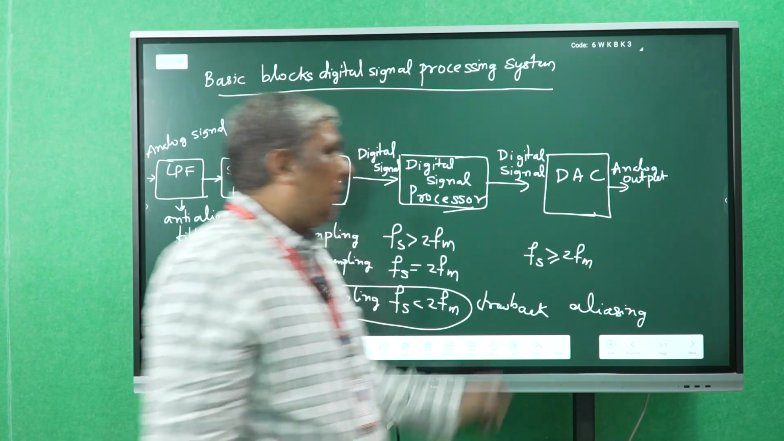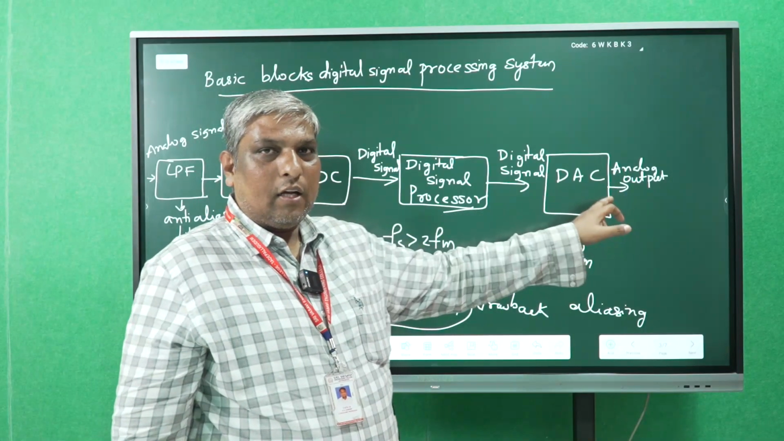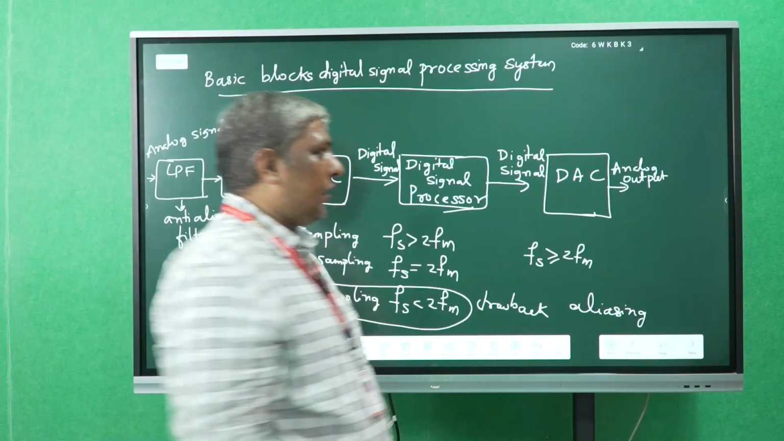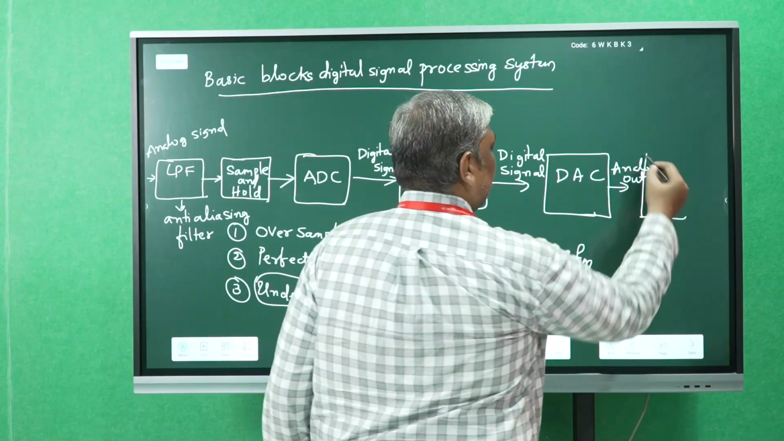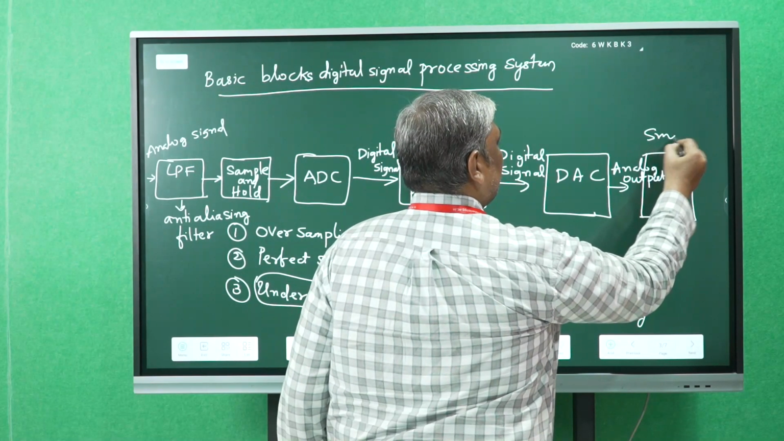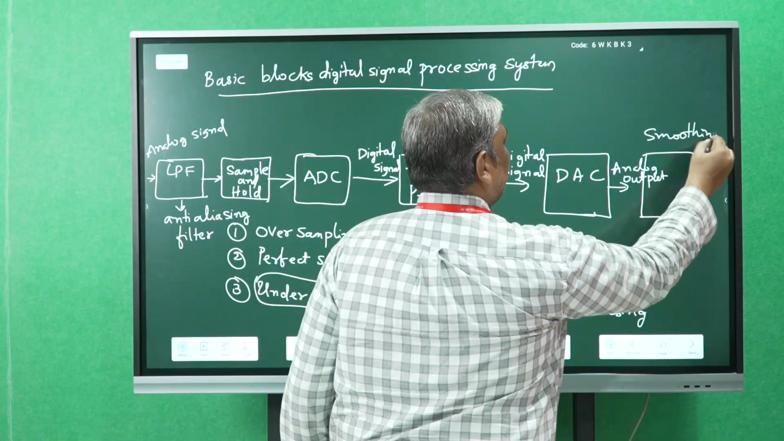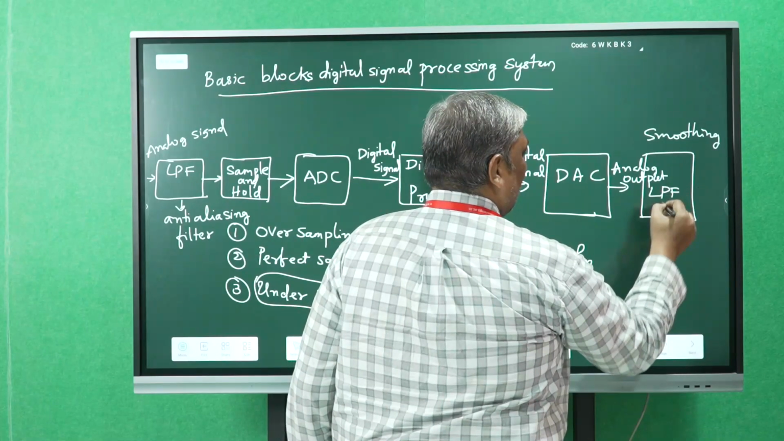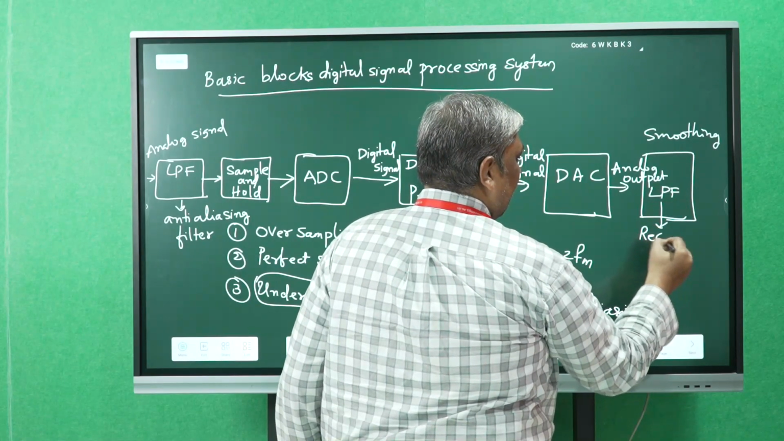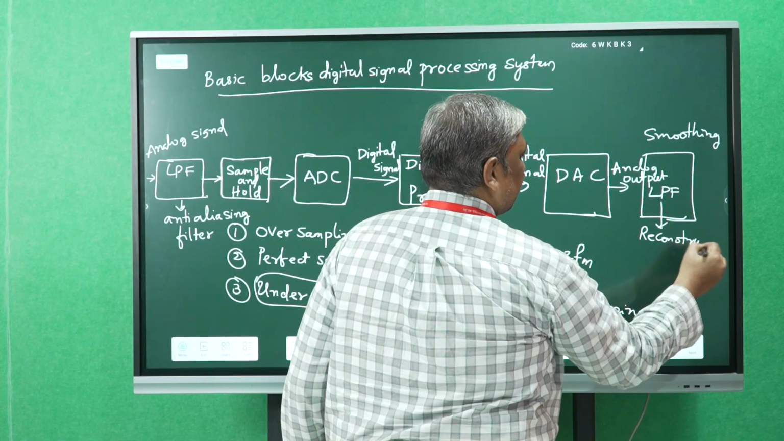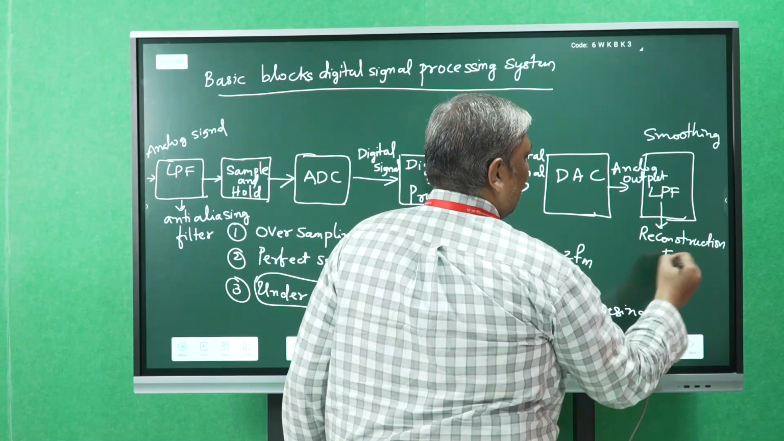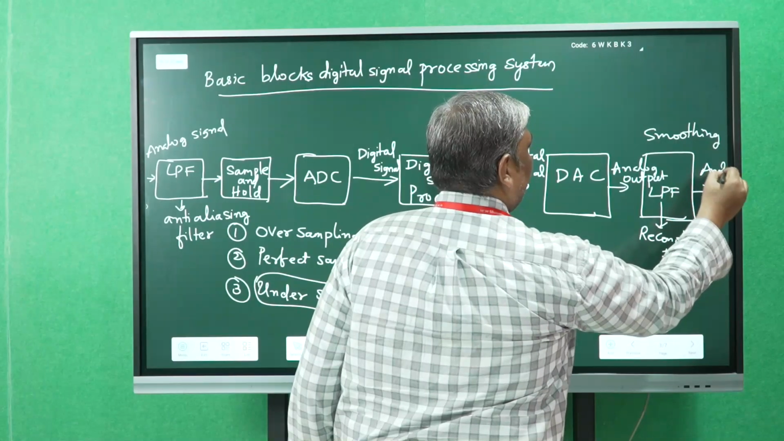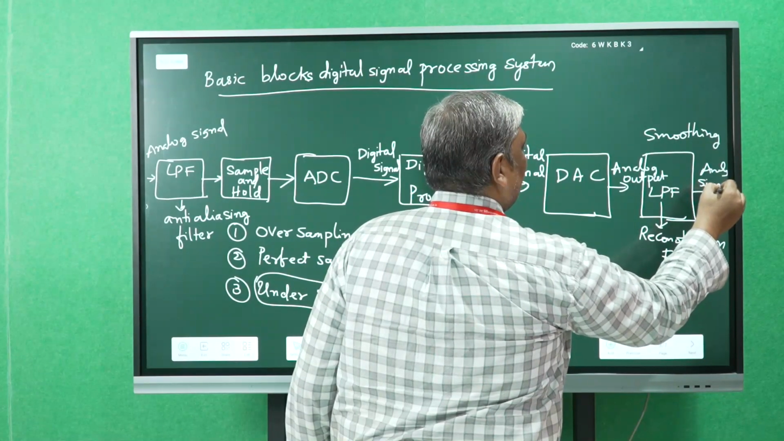So definitely the analog output coming out from this DAC will not be smooth. So for the purpose of smoothing, I am again applying a low pass filter. So this low pass filter will act as a reconstruction filter. So finally we get the analog signal output.